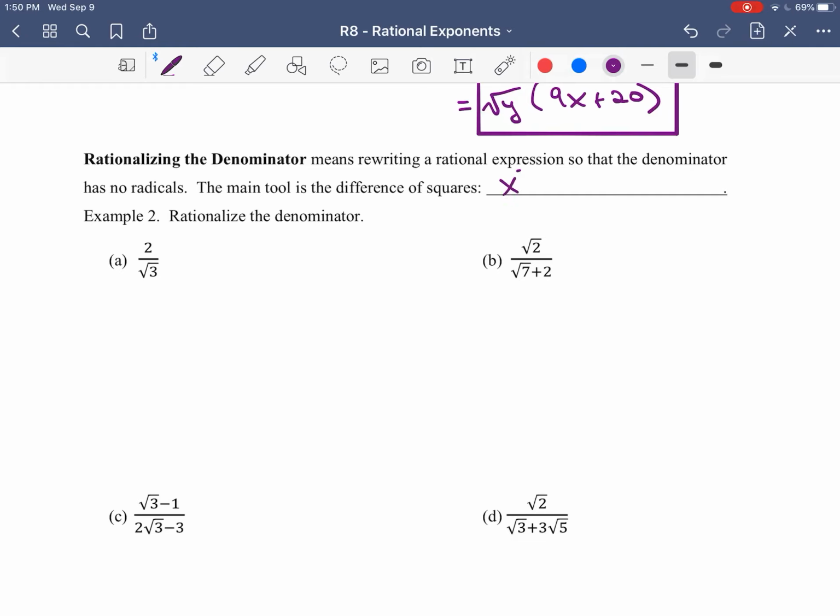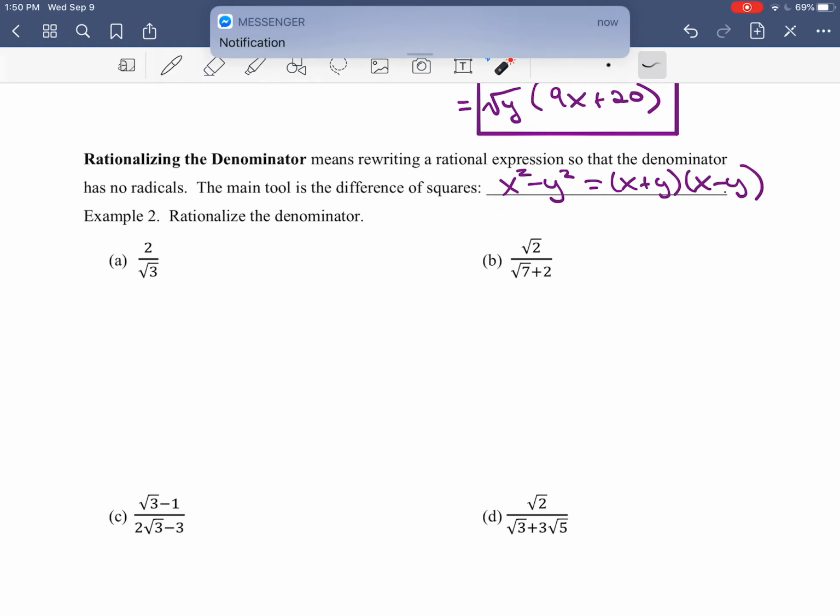Okay, so the difference of squares, just to remind you, x squared minus y squared is x plus y times x minus y. So the idea is if we have one of these and one of them has a square root in it, I can multiply by the missing piece so that it's two things squared. Okay, so that's the idea.